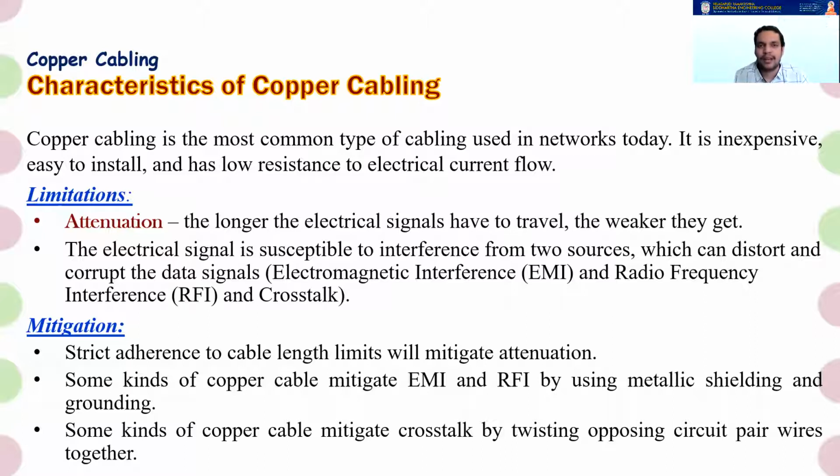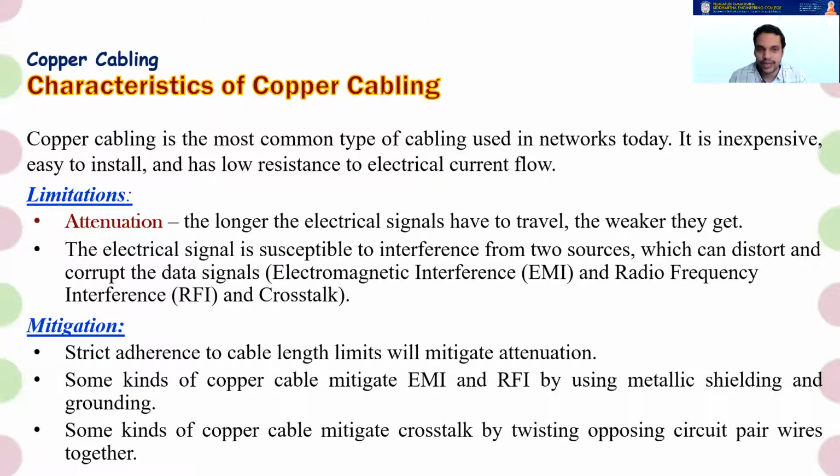Copper cabling, as I said, is one of the most common types of cabling. The straightforward answer why copper cabling is preferred to optical fiber is because of the cost. It's very cheap and it is durable. It is easy to install. And there are some limitations that are given to copper cabling, the limitations that it faces.